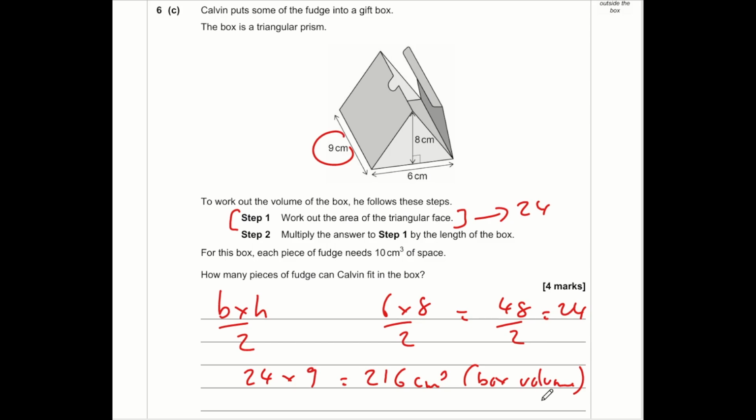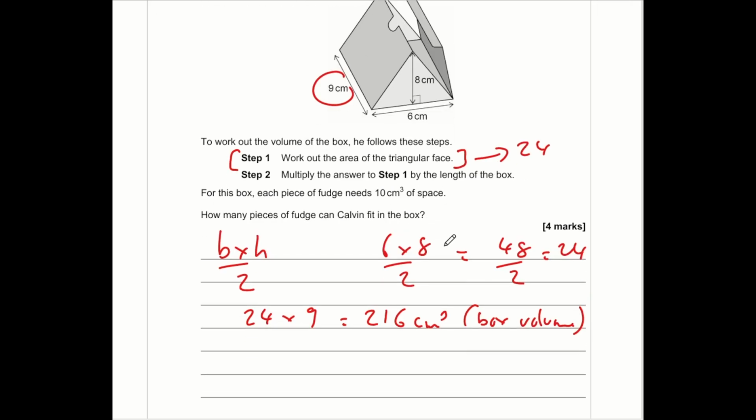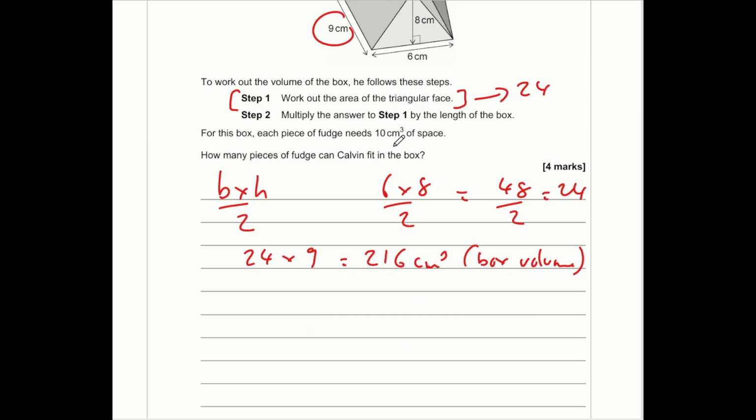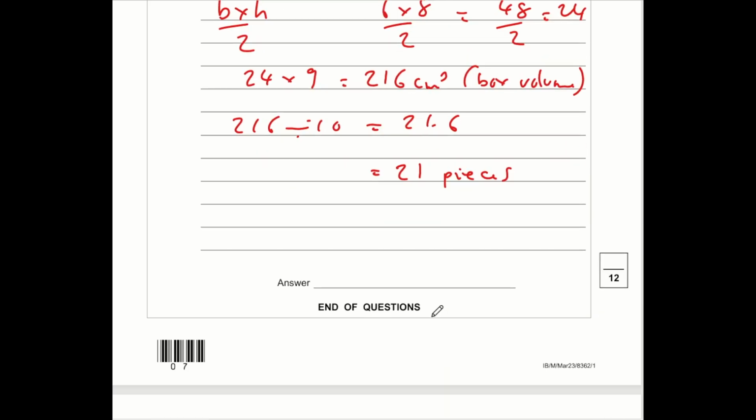So how many pieces of fudge can he fit in the box? So each piece requires 10 cubic centimetres. So how many 10s are in 216? 216 divided by 10 is 21.6. Now that's closer to 22 than 21, but we have to round it down to 21 because 22 pieces will exceed this box volume. That will come to 220, which obviously is not enough volume. So the answer is 21 pieces, and there'll just be a tiny bit of free space. There we go, so 21, and we're done.